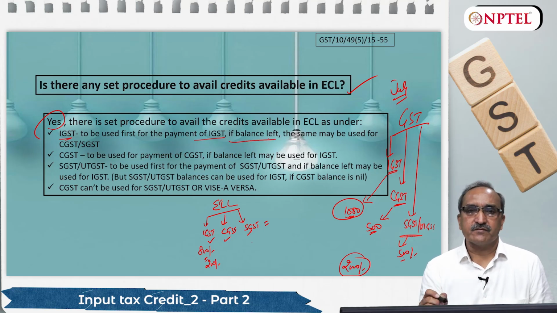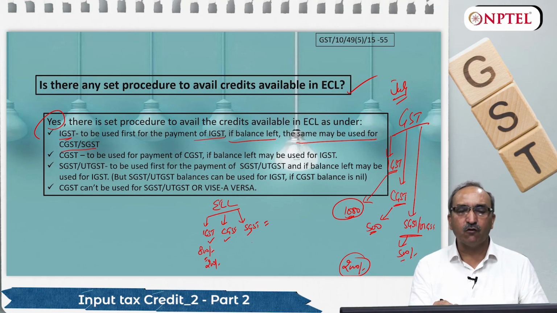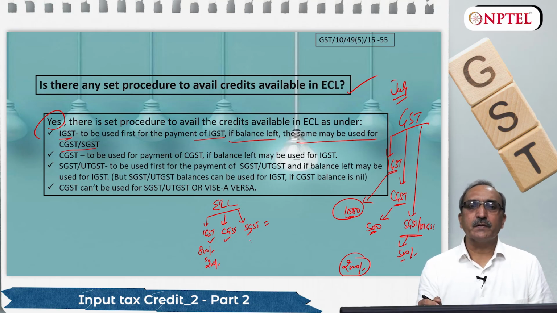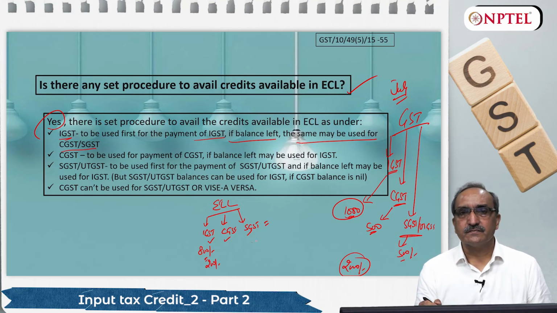If balance is left, the same may be used for payment of CGST and SGST. So in this case, we have only 800 rupees credit balance, but my liability is 1000 rupees. So there is no balance left, and for IGST I am paying 200 rupees in cash. So I cannot use any balance from IGST for the payment of CGST and SGST.